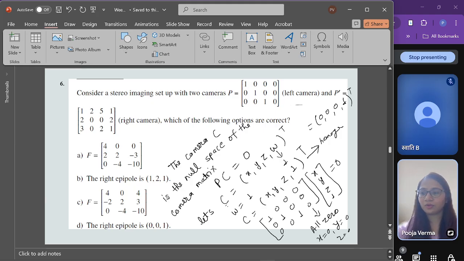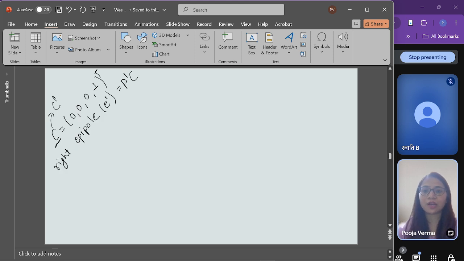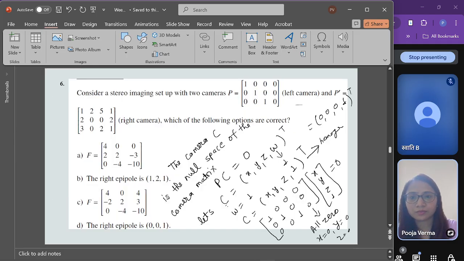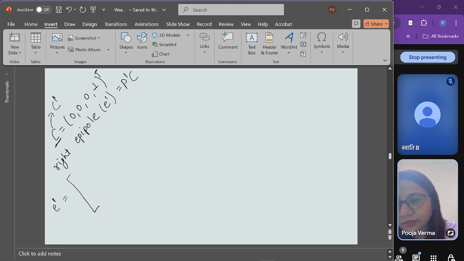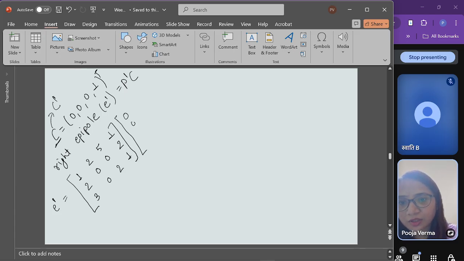Now we have to calculate the right epipole, that is E dash, which is equal to P dash C. P dash is already given in this question, right? P dash is this matrix: 1, 2, 5, 1; 2, 0, 0, 2; 3, 0, 2, 1. And the camera center C we have calculated, that is 0, 0, 0, 1. Now if you multiply, you will get the right epipole.